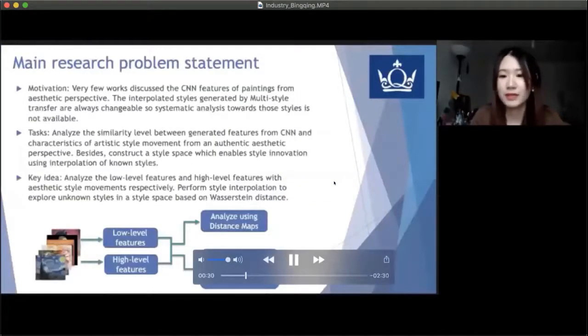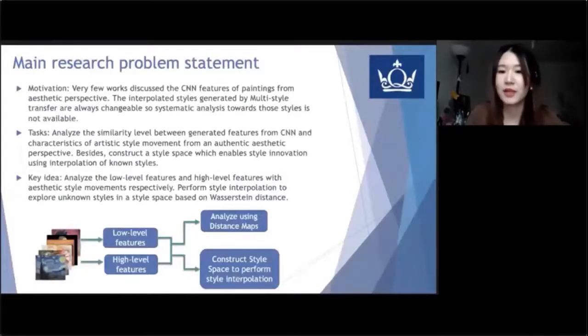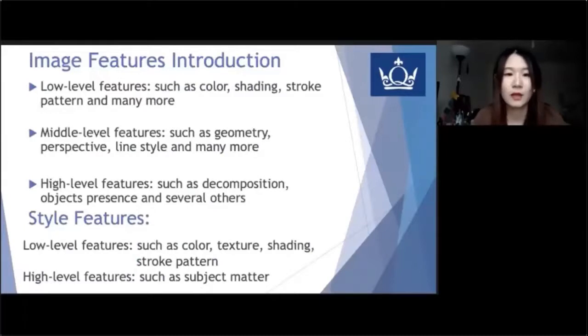My two main tasks in this topic are, first, to analyze the similarity level between generated features from CNN and the characteristics of artistic style movements from an authentic aesthetic perspective. Second, to construct a style space which enables style innovation using interpolation of known styles. We finished this task mainly using low-level features and high-level features of paintings. And here is a more detailed description of image features and style features.